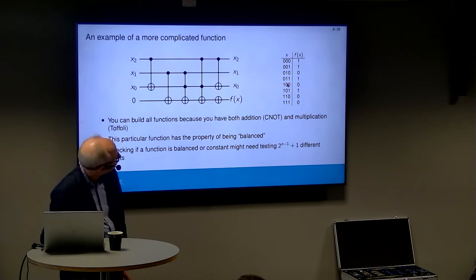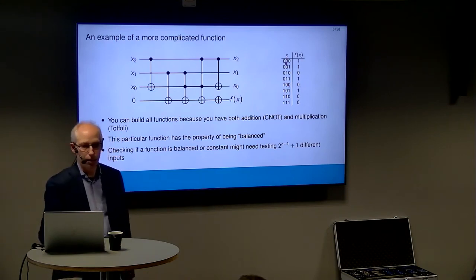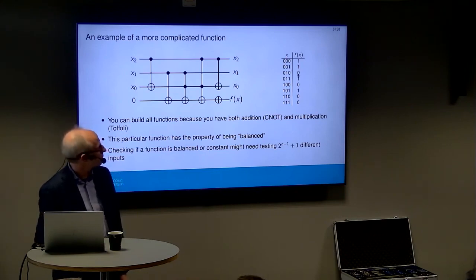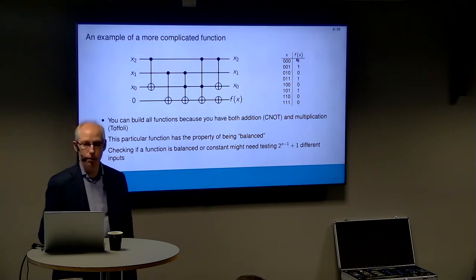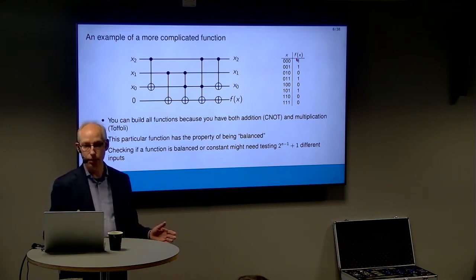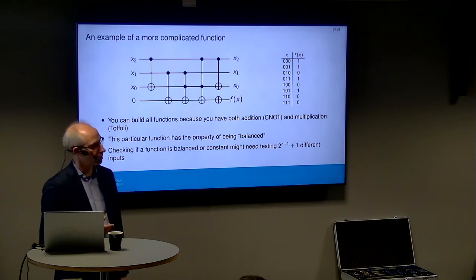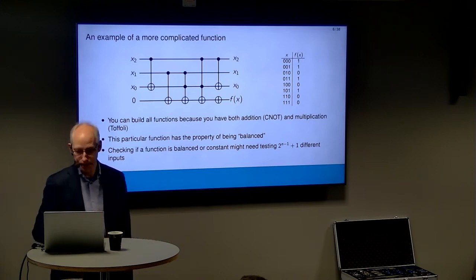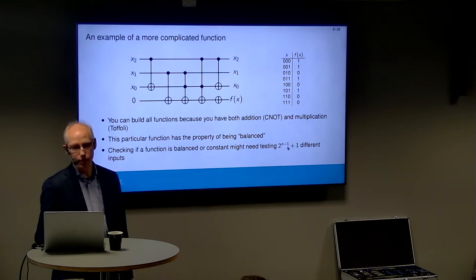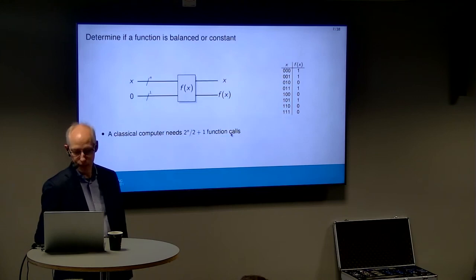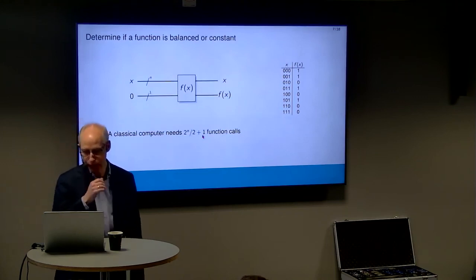And if you extend the number of bits here, you quickly realize that the number of function inputs you need to send to the f is exponential in the size of the input. So a classical machine needs to do exponentially many calls here. That's really expensive. You need one more than half of the possible combinations. A classical computer needs this many calls.